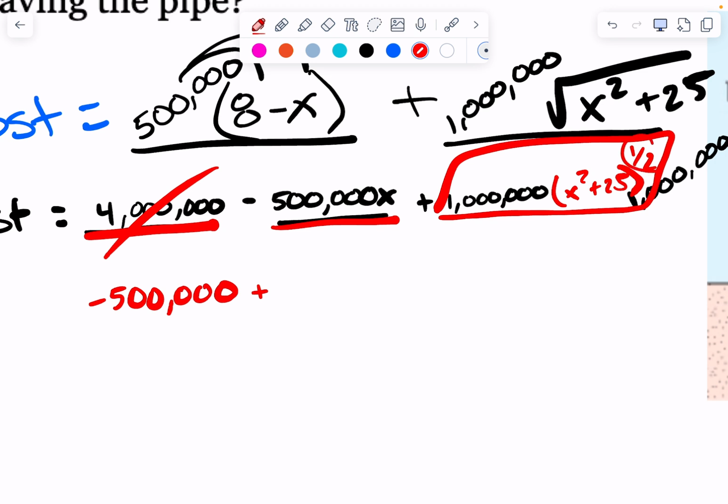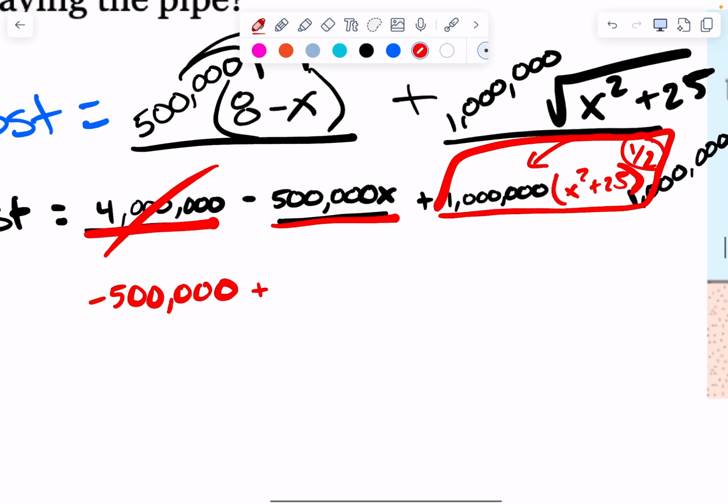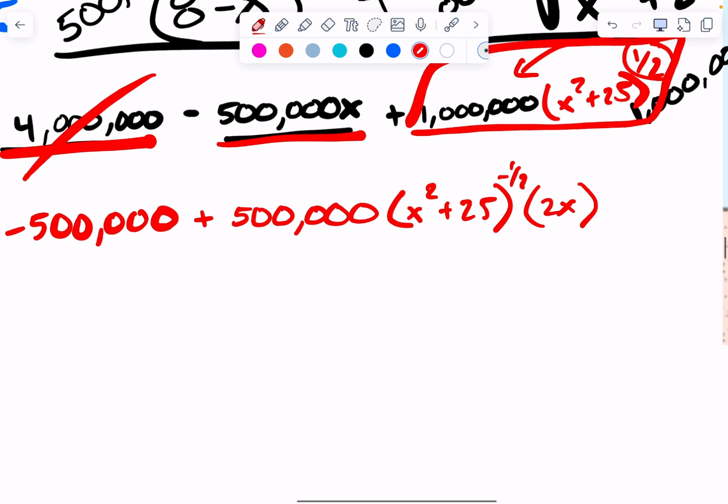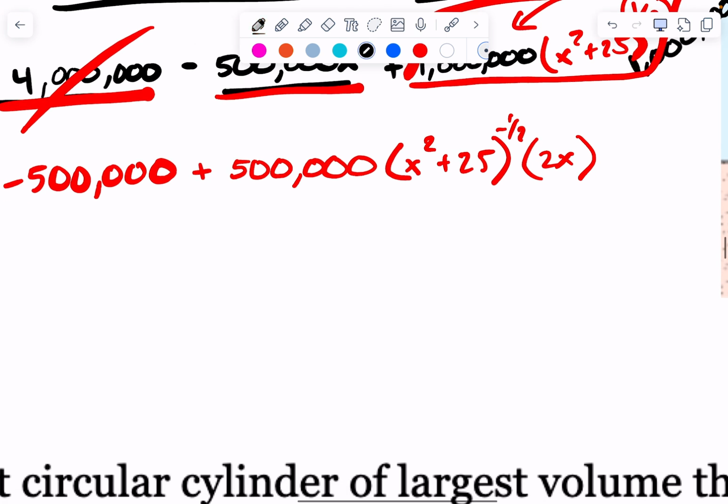Chain rule. One half comes down in front, right? What's one half of a million? 500,000. Times x squared plus 25 to the negative half times 2x, the derivative of the inside. Okay. I don't like that. We can do this, I think. All right. And we want to set that equal to 0, true?